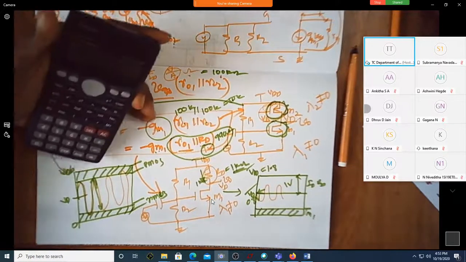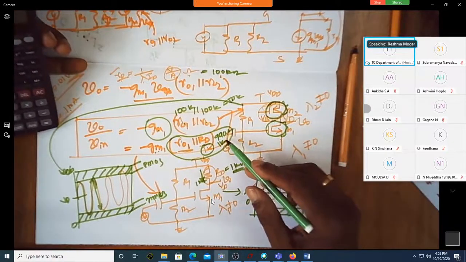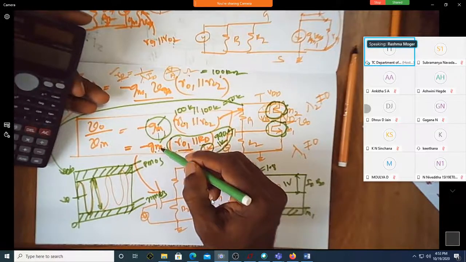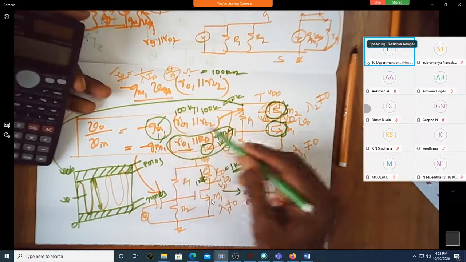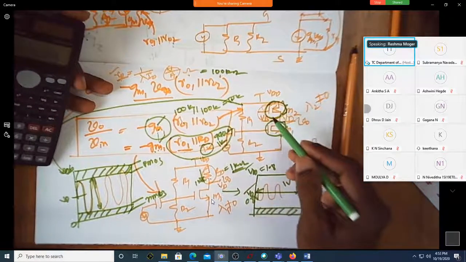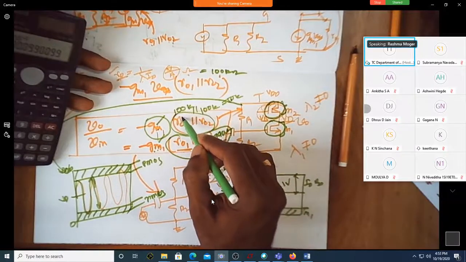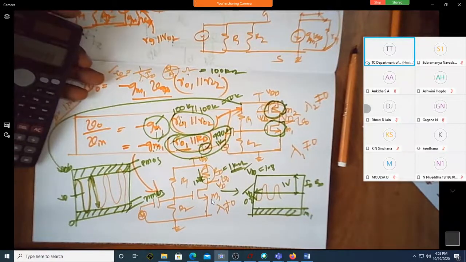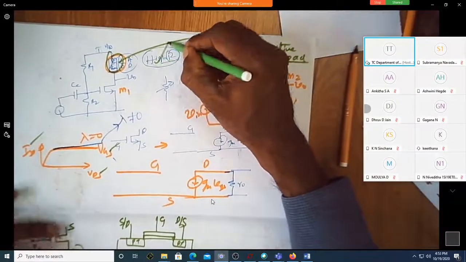Meaning that, shall I take this as almost close to 1k instead of 990? Can you see GM is same here? So GM in both the amplifiers, with resistive load and active load, is same. But you can see the resistance is 50k here, and it is 1k here. Is it not very high resistance? Are we achieving one of the requirements of high resistance?